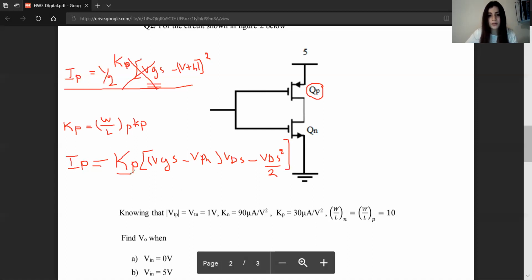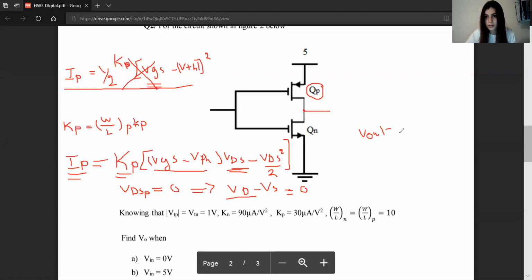So we know that Kp does not equal 0, but Ip equals 0, and this also does not equal 0. So V drain source at the PMOS must equal 0. So VDS of P equals 0, which means that V drain of P minus the V source of P equals 0. The drain of P is connected to V output. So V output minus V source of P equals 0.